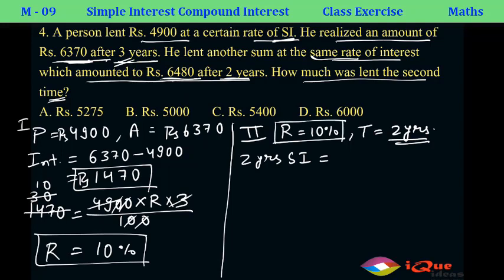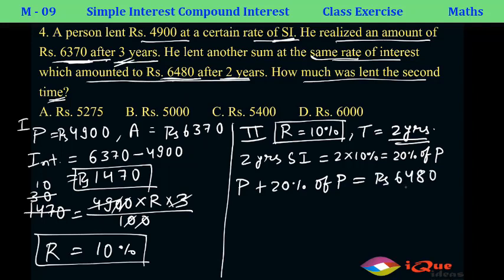Now rate is always for 1 year. So for 2 years, it will be 2 into 10%, that is 20% of principal amount. That means in the second case, principal, let's say it is P, plus 20% of P, that is equal to rupees 6480. This is the second case amount, right? So principal amount plus 20% of the principal amount in the second case.